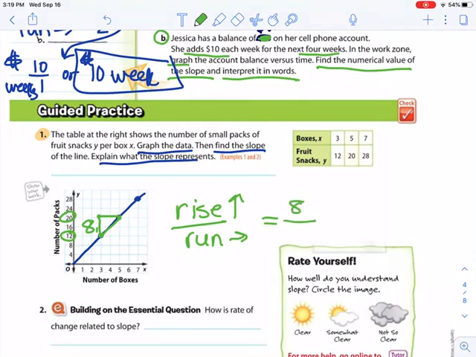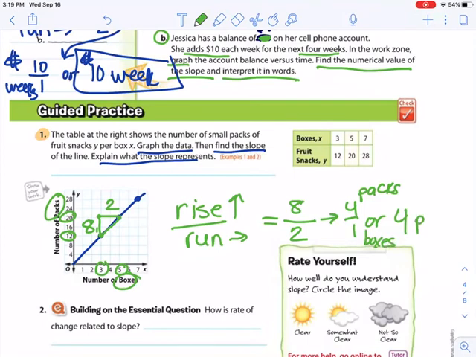And then our run is how long is this line? So we start at 3 and end at 5. So that is 2. And then I can reduce this to 4 over 1, which is the same as 4. And so what this represents is we had packs on the top, right? 4 is packs, and 1 on the bottom is boxes. So what this means is 4 packs per box.